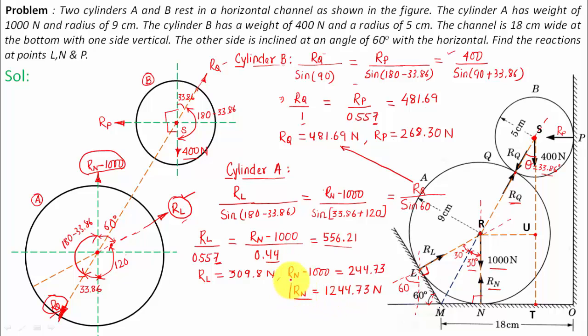So that's the reaction at N. Let me just try to make a box over here. Reaction at N worked out as 1244.7 newtons. Reaction at L over here worked out as 309.8 newtons, whereas the reaction at P worked out as 268.30 newtons. So there it is, guys, from geometry to trigonometry and finally to mechanics.